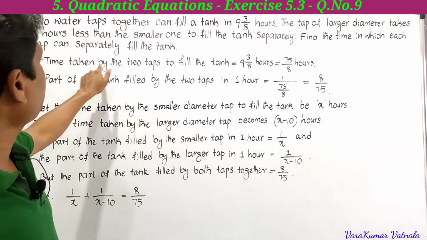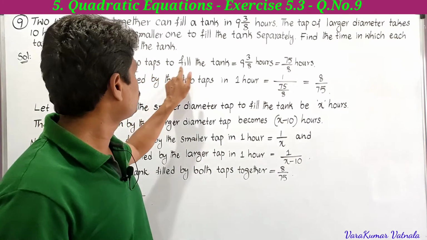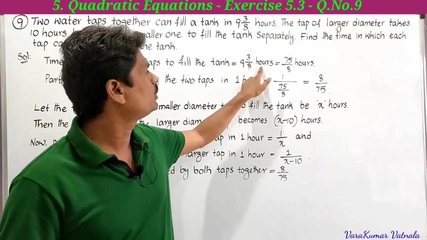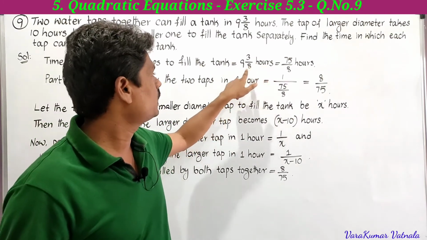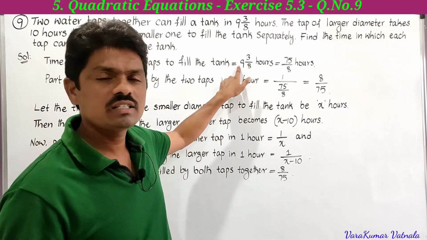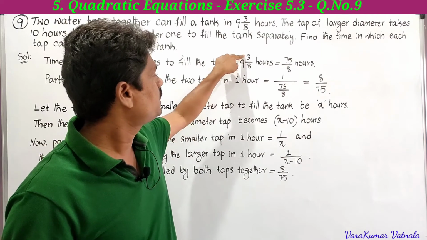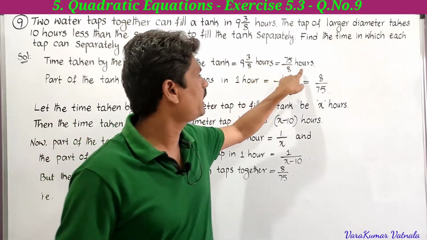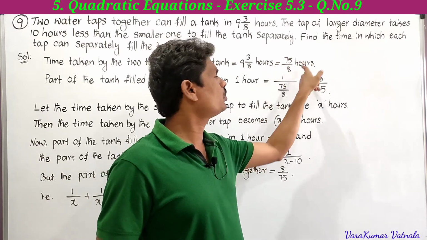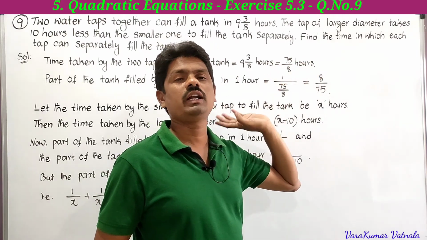Solution. Time taken by the 2 taps to fill the tank is equal to 9 and 3/8 hours. Here it is a mixed fraction, convert it into an improper fraction. 8 nines are 72 plus 3, 75/8 hours. This is the time taken by both the taps together to fill the tank.